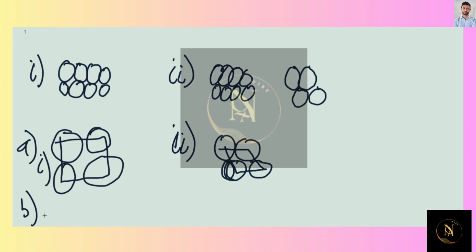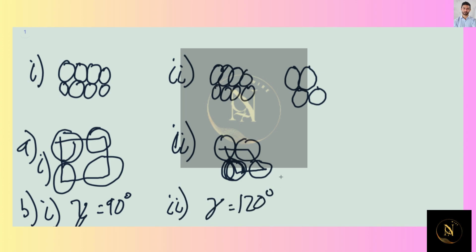Letter B asks what is the gamma, or the angle between the two lattice vectors, so this angle here. And so for I, gamma equals 90 degrees, and for II, gamma equals 120 degrees.